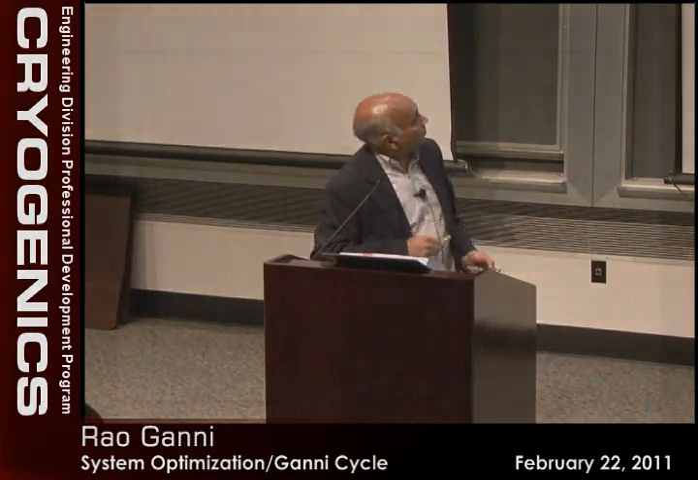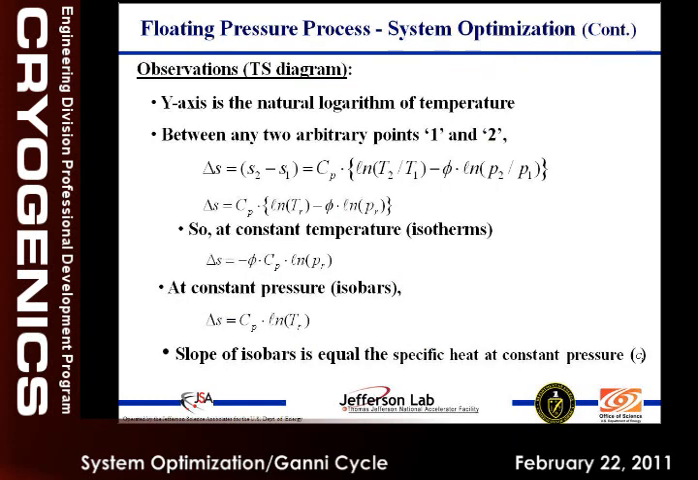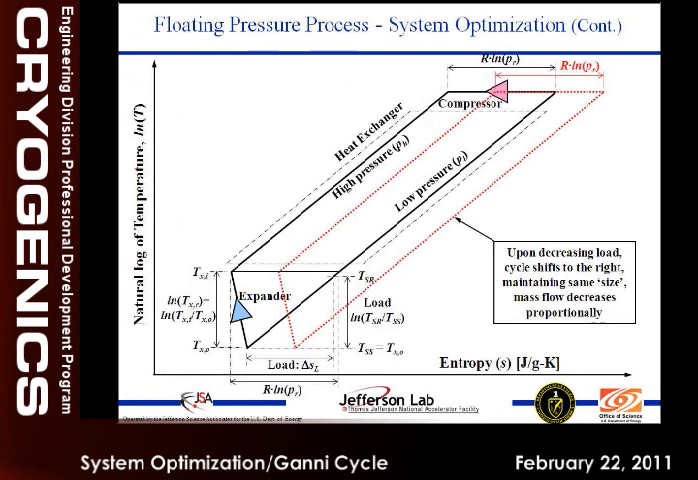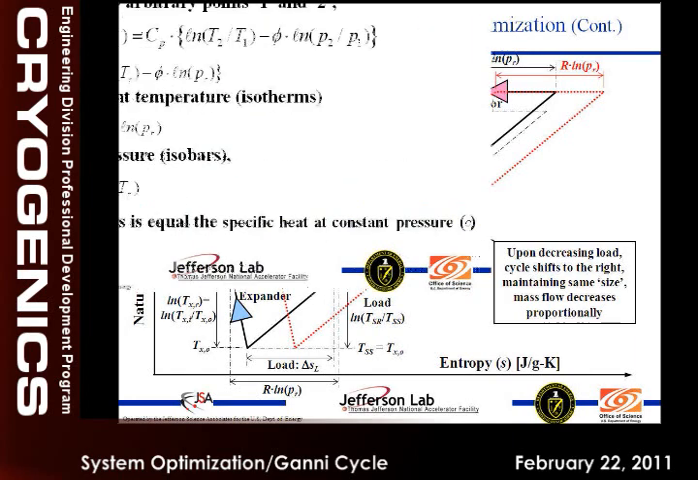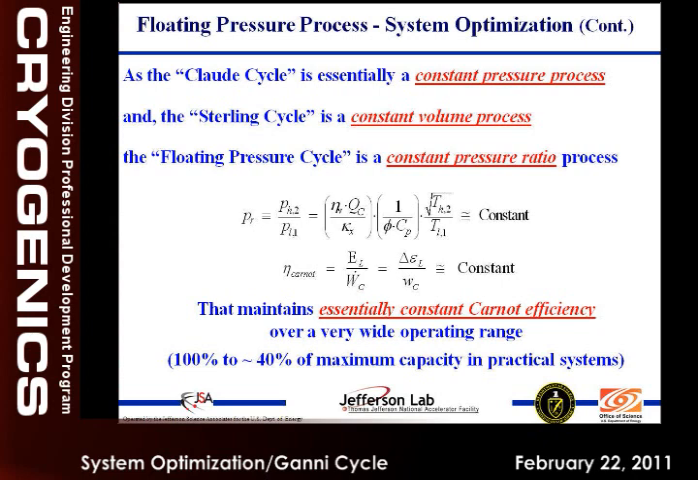And on a TS diagram, if you follow the theory behind CP versus the constant pressure, basically along the isothermal, the delta S is CP ln of T ratio. If you go back, the slope is basically the specific heat of the fluid. For most of the range above 20 Kelvin, the CP of this helium is pretty constant. So this almost looks like that.